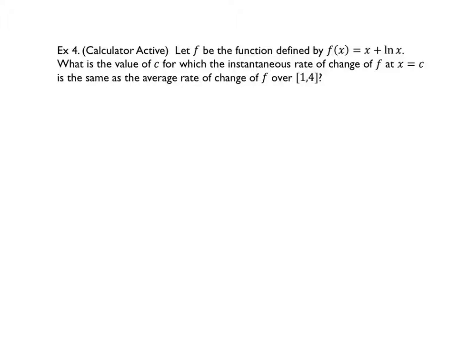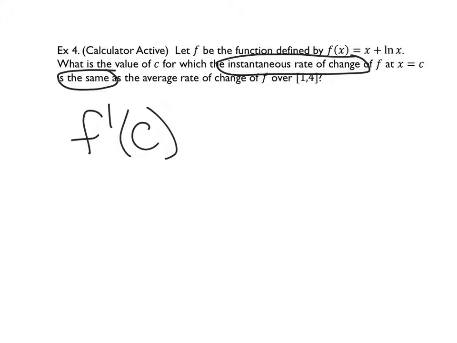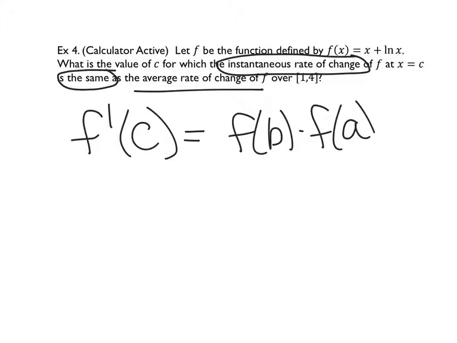And that's why you have to understand it graphically. You have to understand it verbally. We have to know exactly what this is saying. So the instantaneous rate of change again is f prime of c. The same, of course, means equal. The same as what? Average rate of change. Okay, so they're setting you up with mean value theorem without actually saying it.